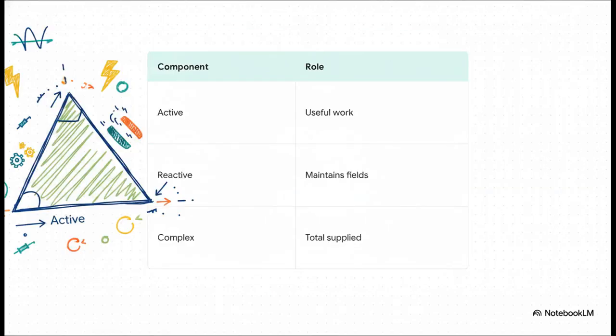To truly understand the series RC circuit requested, we use a power triangle to geometrically map out the relationship between 3 types of power. Active power is your useful output, the actual work getting done. Reactive power is the energy just oscillating back and forth to maintain electric and magnetic fields. And complex power is the vector sum of both, representing the total power supplied. It proves that AC power isn't just a single number on a meter, it is a multidimensional relationship.